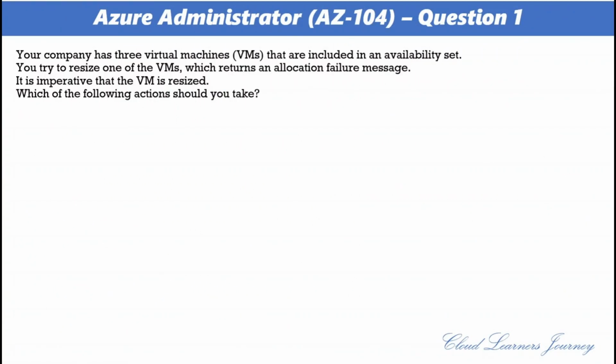Question number 1. Your company has 3 virtual machines that are included in an availability set. You try to resize one of the VMs, which returns an allocation failure message. It is imperative that the VM is resized. Which of the following actions should you take?